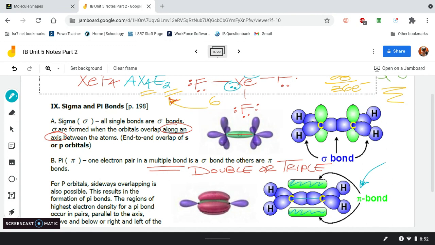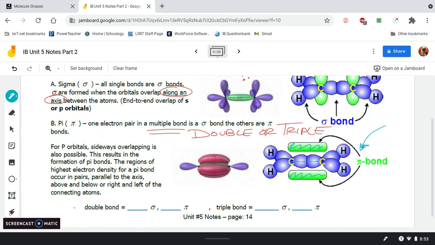Do you need to know location? Not really. You just need to understand how to count them. The best way to do this is just to give every single bond a sigma, and then everything else gets a pi. So what's a double bond? I'll draw a quick double bond here. One of those has to be a sigma for the single bond, and then the other one has to be a pi. So a double bond has one sigma and one pi bond.